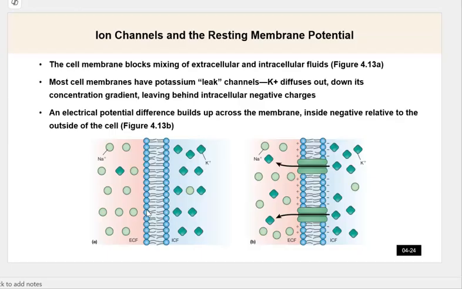I did want to point out that in your book, table 4.2 gives a nice table of the transport mechanisms that are overall described in this book so that you can have those as an example as well.